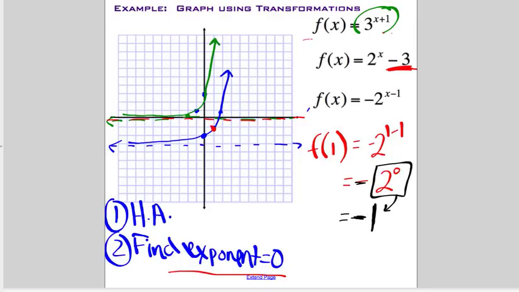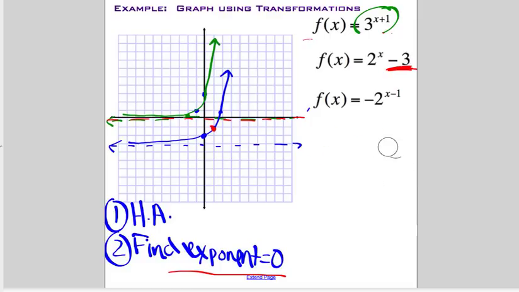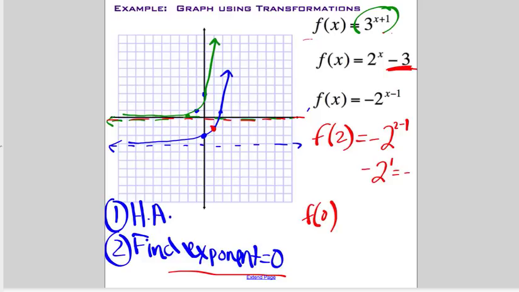Now I'm going to plug in some points around it. This time I'm going to go on either side again. So remember we just plugged in 1 for x. Now let's plug in 2 and 0. So we're going to find 2 more values, f of 2 and f of 0, and see what we get. f of 2, opposite of 2 to the 2 minus 1, opposite of 2 to the first power, which is just negative 2. So 2 gave me negative 2, so I'm going to go over 2 down to negative 2.